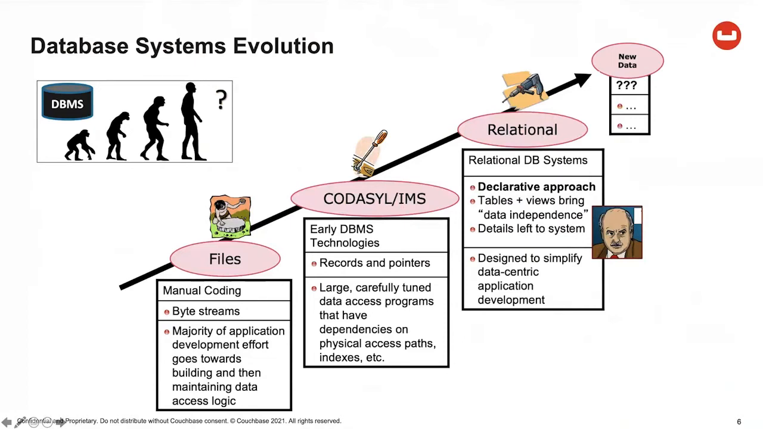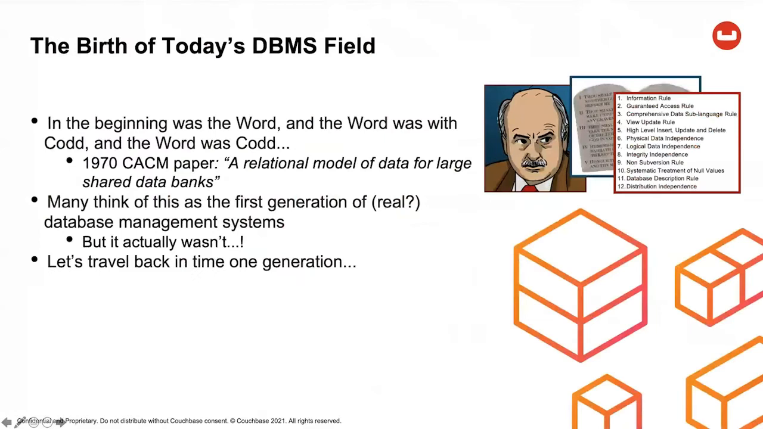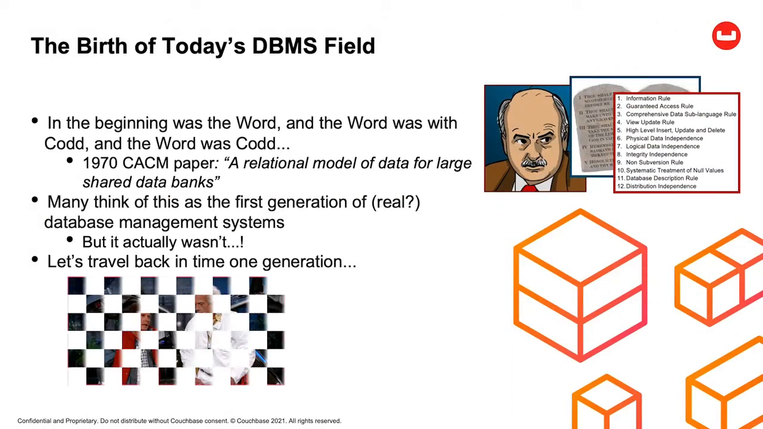So let's go back to the birth of databases. In the beginning was the Word, and the Word was with Codd, and the Word was Codd. Ted Codd, right? He wrote a paper in Communications of the ACM in 1970 that really changed the whole landscape for IT. It was called "A Relational Model of Data for Large Shared Data Banks." And a lot of you are too young to know that this was not the first generation of real database management systems. So what we're going to do is look at what was going on before Ted Codd. We're going to travel back in time one generation and look at what was there, then look at what Ted Codd brought to us, what the advantages were, and why relational databases were so successful. And then we're going to move on and talk about what that has to do with databases today.